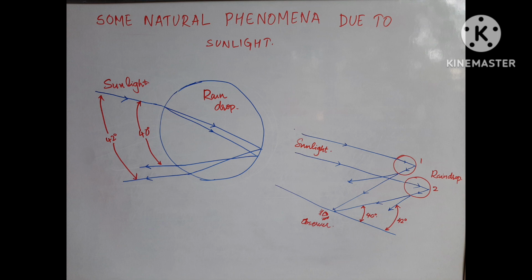Here the light has to face total internal reflection. The angle of incidence is less than 48 degrees. That is the critical angle of the water droplet, and if it is below this 48 degrees, it completely reflects back into the raindrop itself.